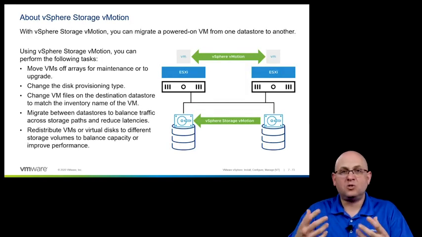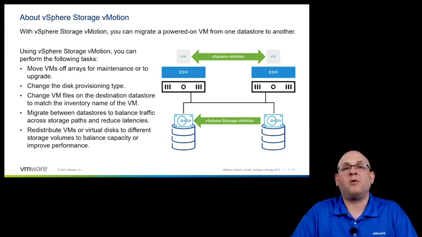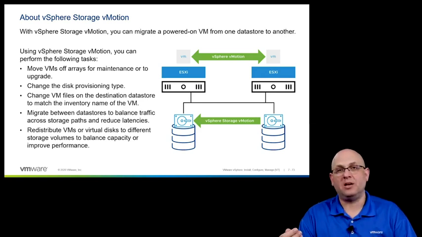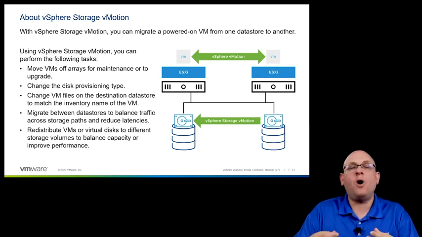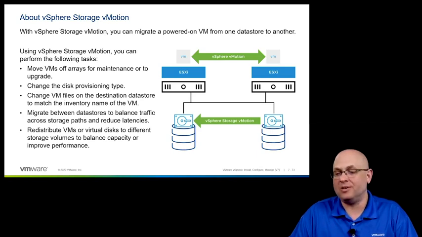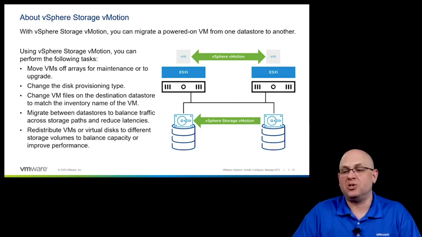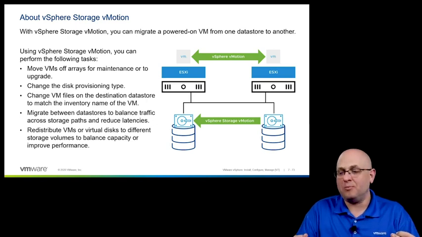So, storage vMotion, of course, works on powered on virtual machines, allowing us to migrate a virtual machine from one data store to another data store to do lots of different things. In addition to simply choosing a more appropriate data store for a virtual machine, or mitigating some sort of capacity issue, we also have a couple of different nice features in storage vMotion. We can, in the process of executing a storage vMotion, change the virtual disk provisioning type from thin to thick provisioning, from thick provisioning to thin provisioning.